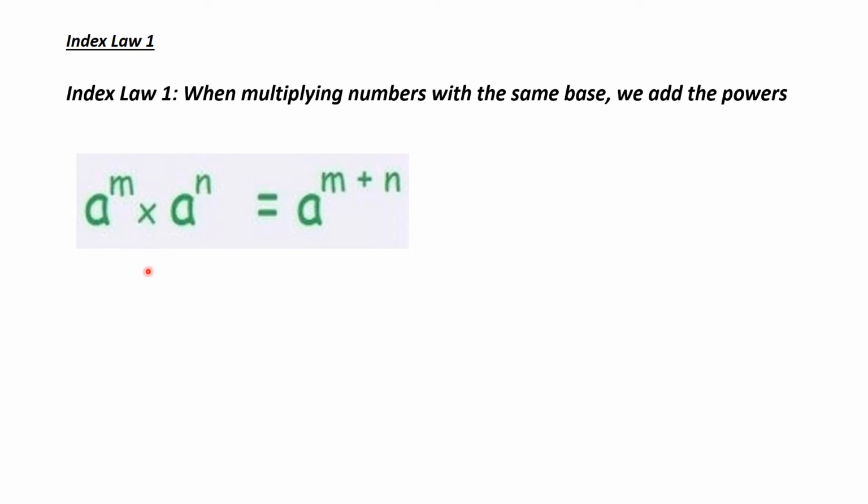So here is a formula, or our rule, just using A as a base and M and N as the powers. So if we multiply when the base is the same, then we add our powers. So you can see I've got M plus N. You have to always make sure that when you do this, your base number is the same. If they are different, then you cannot use this rule.